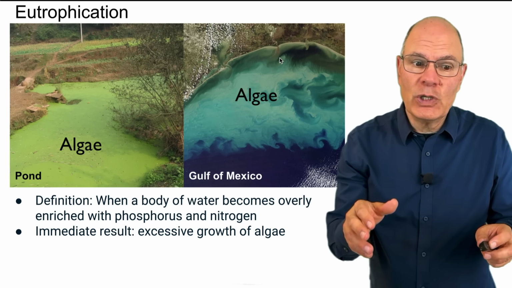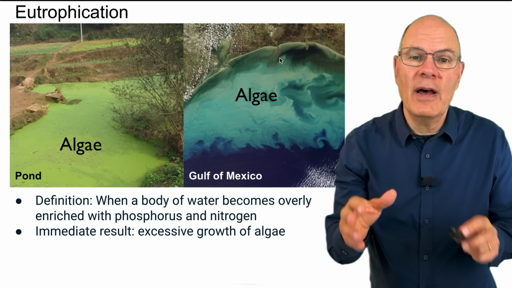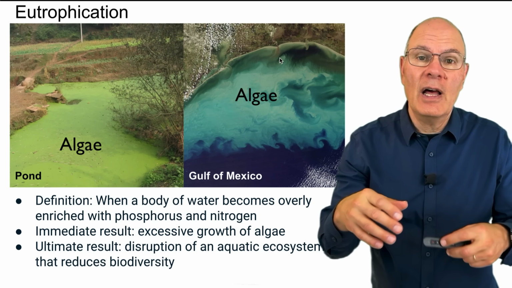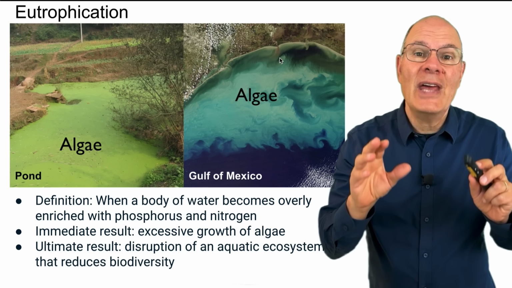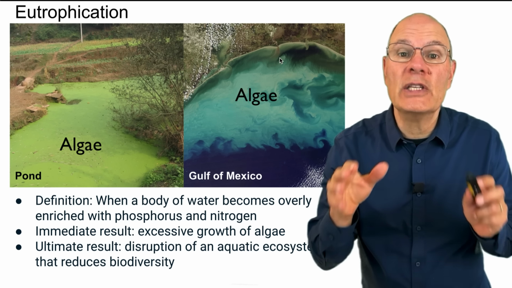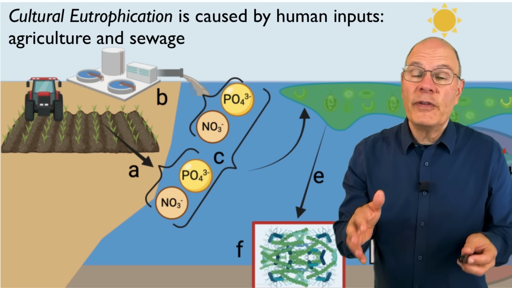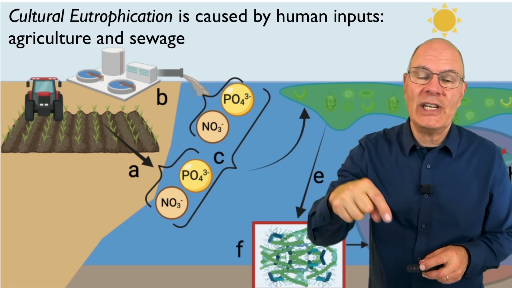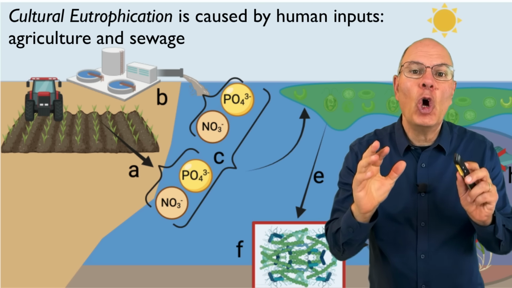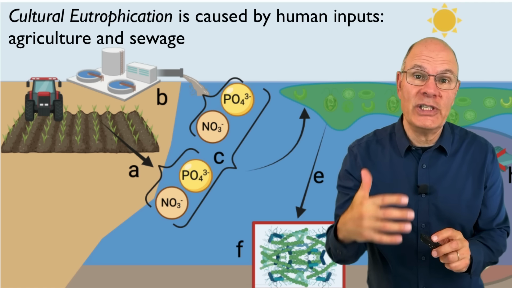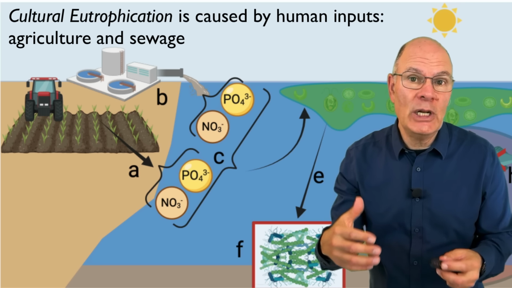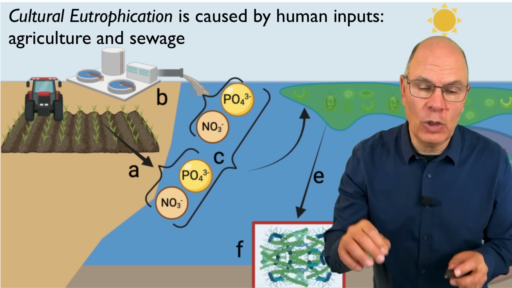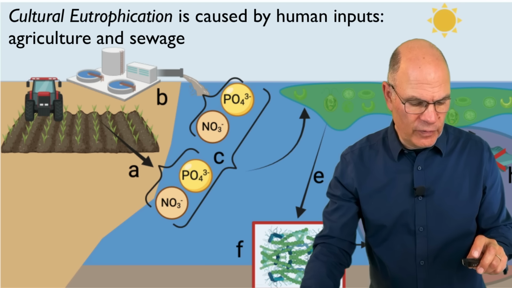The immediate result is excessive growth of algae, but the ultimate result is disruption of an aquatic ecosystem that reduces or destroys biodiversity. Eutrophication can happen naturally. The kind of eutrophication that we're addressing here is called cultural eutrophication because it's associated with human cultural practices, particularly agriculture. So what's going on with eutrophication?